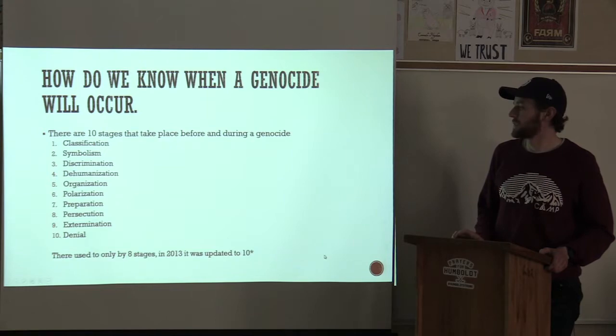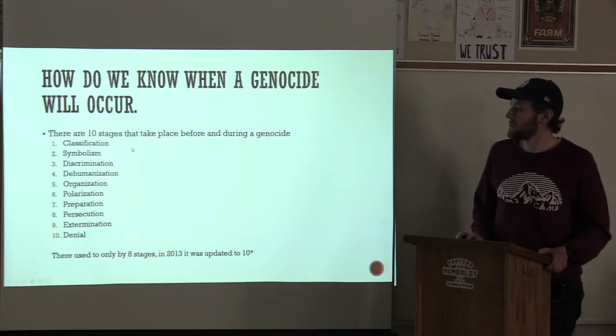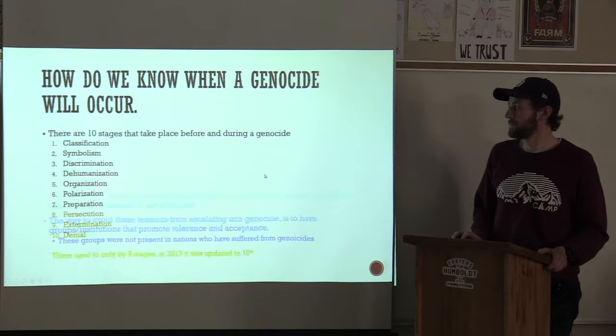So the first step is classification. Then we have symbolism, discrimination, dehumanization, organization, polarization, preparation, persecution, extermination, and finally denial.